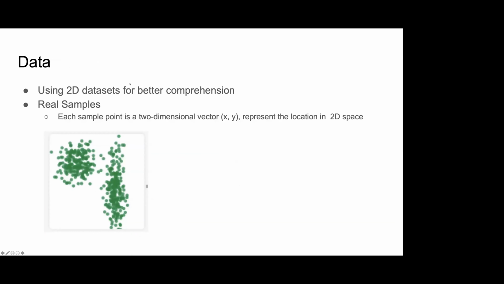They are using a 2D data set for better comprehension. And the real sample is shown in green color. Each point is a 2-dimensional vector representing a location in 2D space.